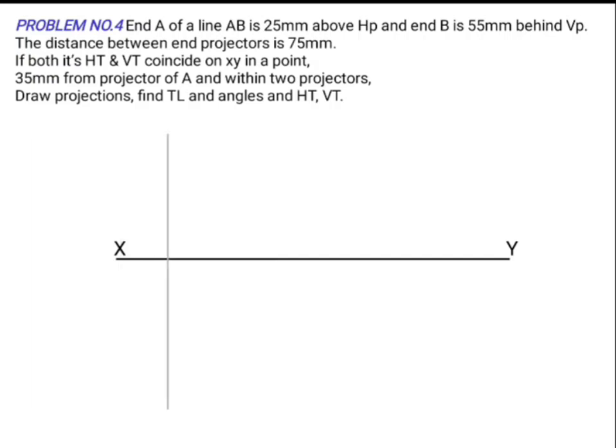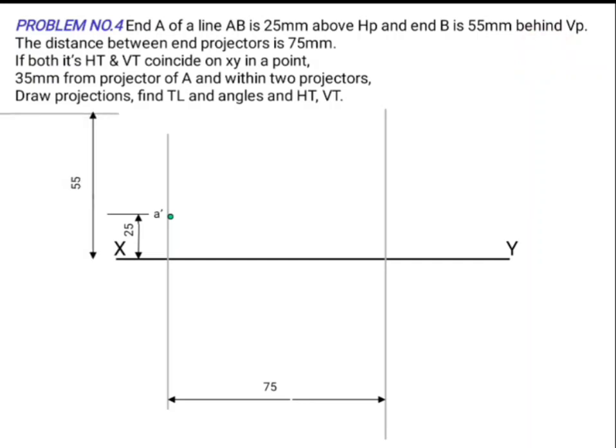From the XY line, draw a vertical projector at a convenient position. Now we have the location of point A, which is 25 mm above the horizontal plane. So A dash will be 25 mm above the XY line. And B is 55 mm behind VP. The distance between end projectors is 75 mm. So I can draw another vertical projector which is 75 mm away from the first projector. On that I can mark the position of point B, which is 55 mm above the XY line.